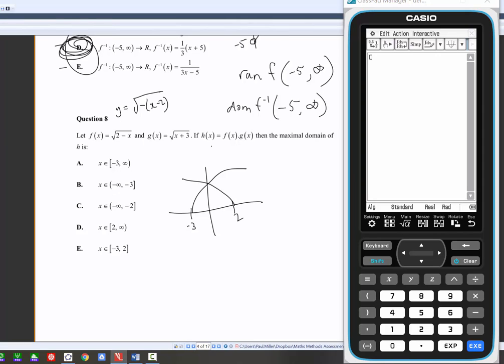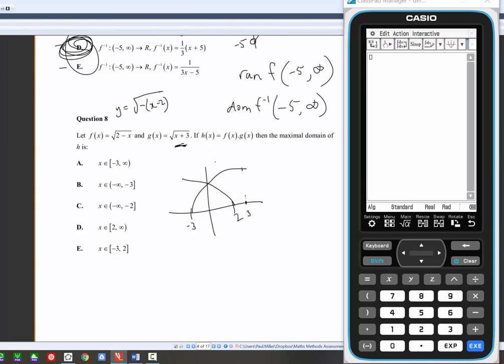So h of x is going to have a domain where both of them actually have a number to multiply each other by. So notice how here, if I sub in, say, 3, the only function that's got a value is this one here, which is g of x.